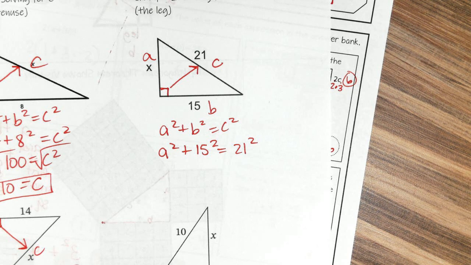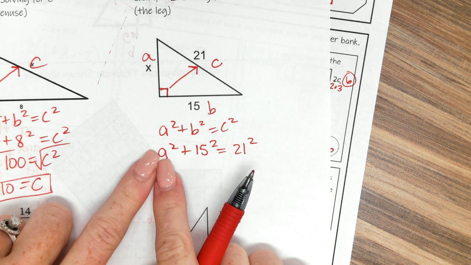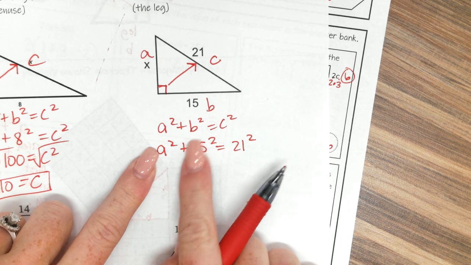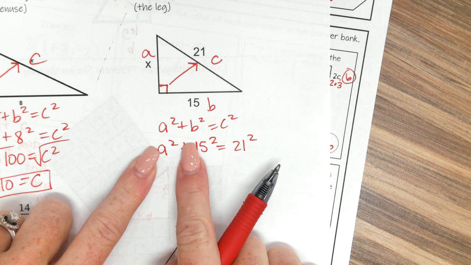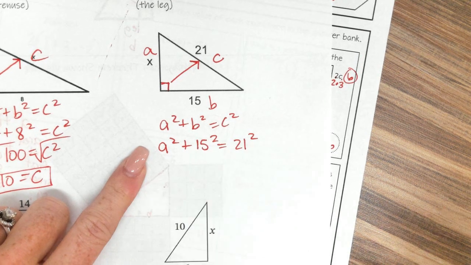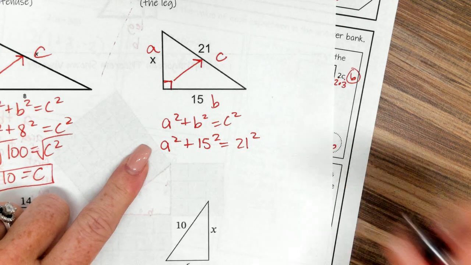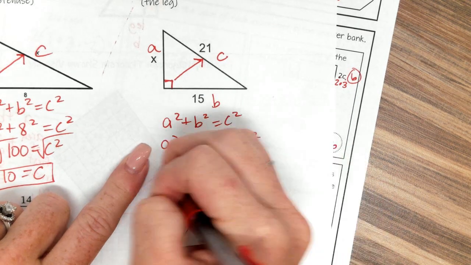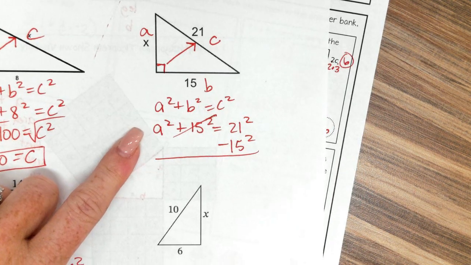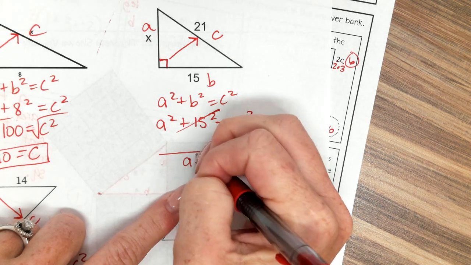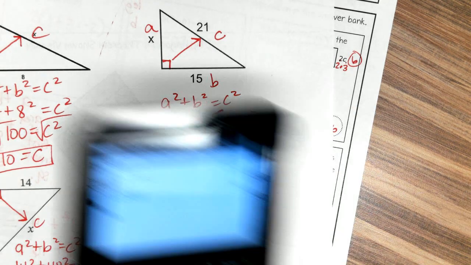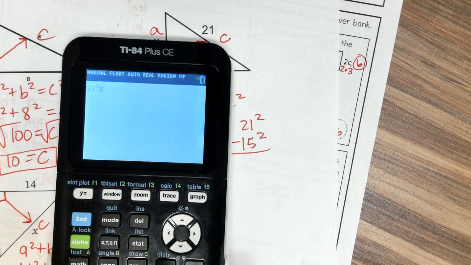Are y'all with me? If I want to solve for this, wouldn't I have to get this to the other side of the equal sign? So instead of adding these two, what am I going to do? I'm going to subtract 15 squared, and that would cancel that out. So A squared is equal to whatever this is, 21 squared minus 15 squared.